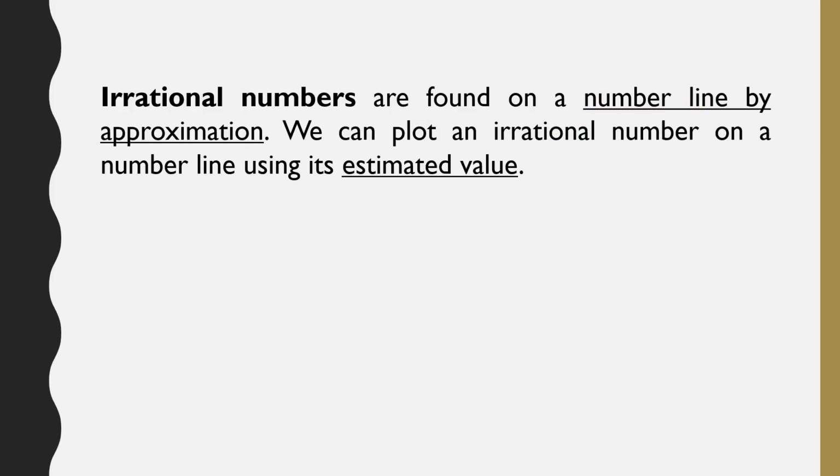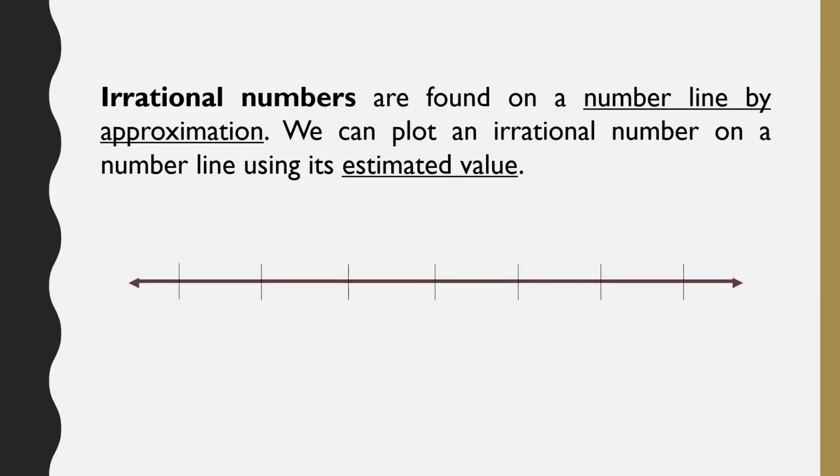Okay, irrational numbers are found on a number line by approximation. We can plot an irrational number on a number line using its estimated value. Ano nga ba yung estimated value? Since hindi natin alam yung eksaktong value ng irrational number, i-estimate lang natin or huhulaan natin ano sa tingin nyo yung number na malapit dun sa given irrational number. So, number line, ito yung line na may numbers, syempre.